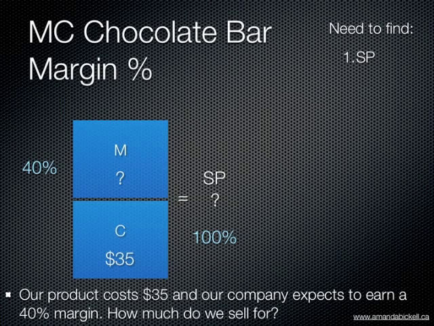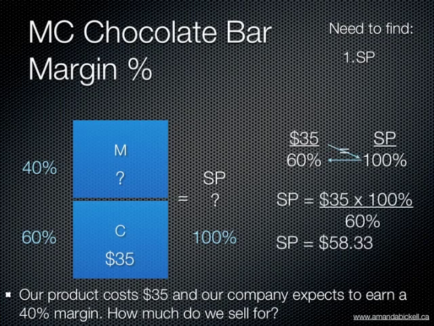Since we know that markup and cost, or margin and cost, always add together to be the selling price, we can subtract the 40 from the 100 and know that the cost itself is the 60%. Those two always add together to be the selling price. We can then set up our ratio. This time the $35 is to 60% as the selling price is to 100. You can cross multiply and divide to get your equation to calculate the selling price. So you end up with the 35 times 100 divided by 60, and you come out to the 58.33.